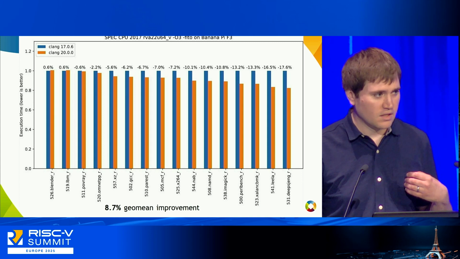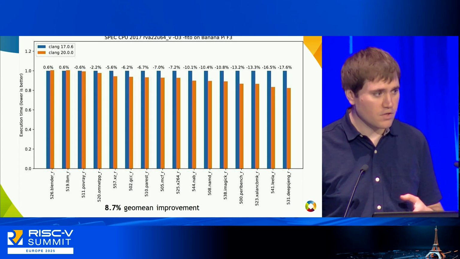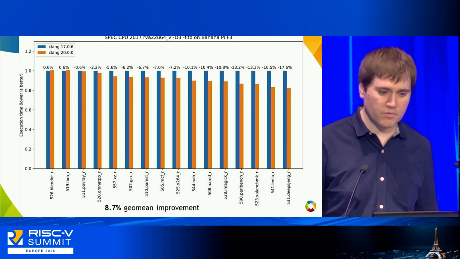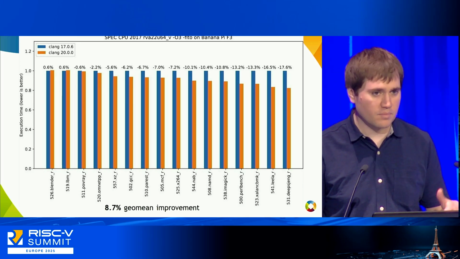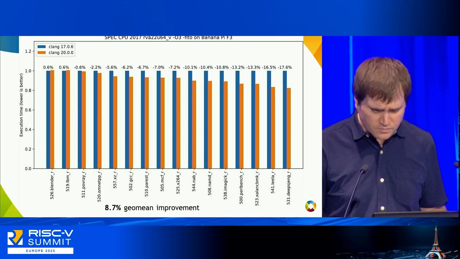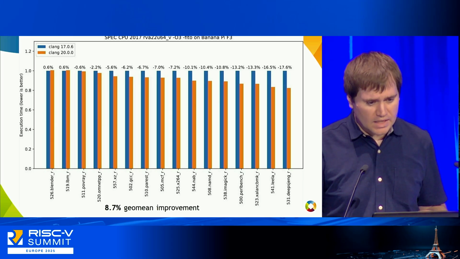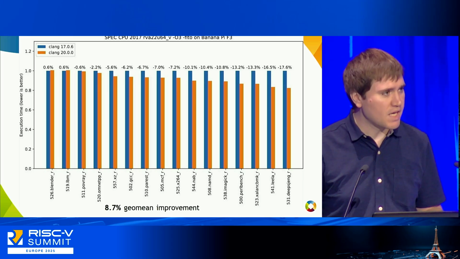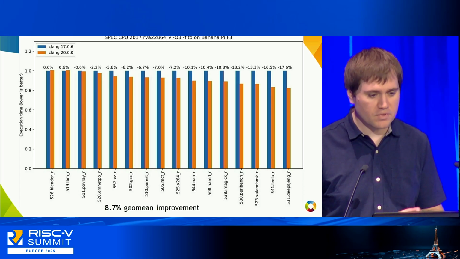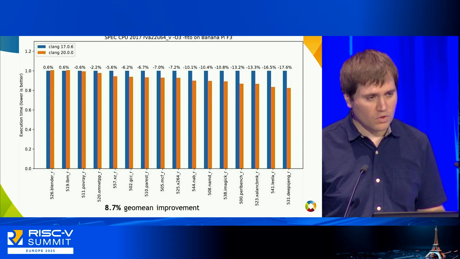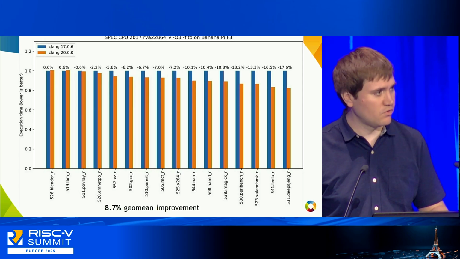I'm looking at Clang as of a few months ago compared to Clang 18 months before, with SPEC benchmarks on the Banana Pi, so the SpaceMit X60. So there's about, I think it's 12 out of the 16 benchmarks have improved by 5% or more, about 7 by 10% or more.